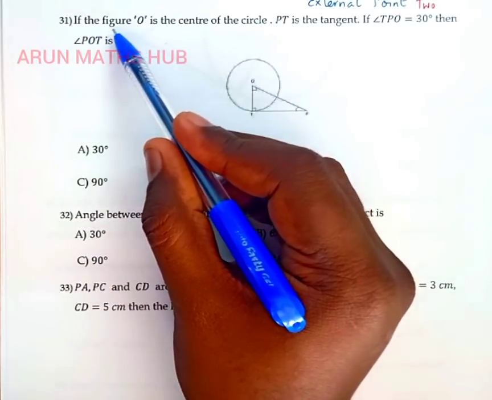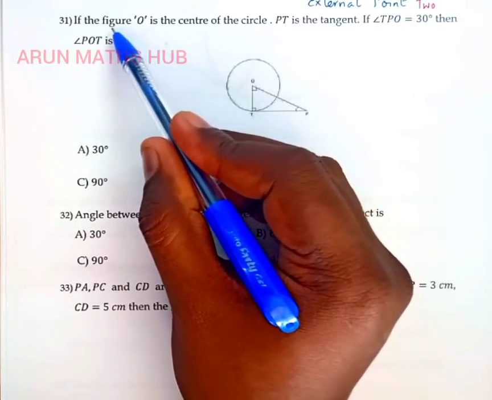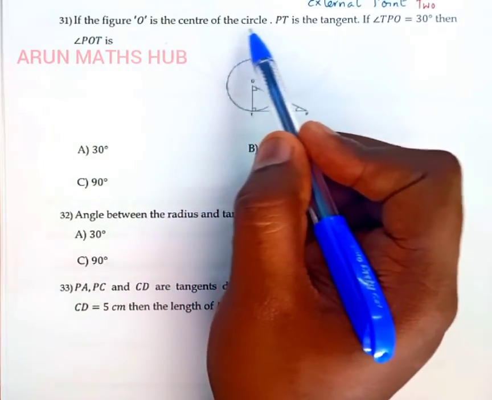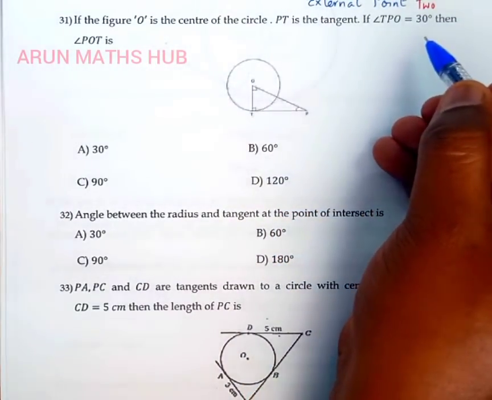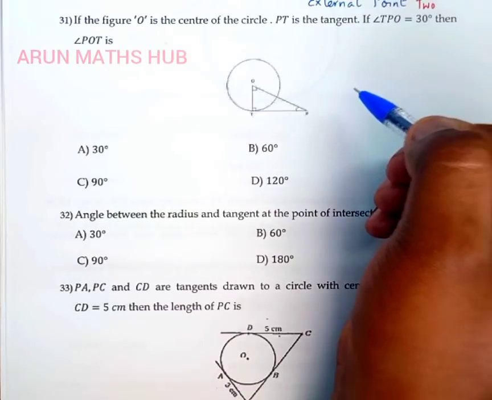Question number 31. In the figure, O is the center of the circle, PT is the tangent. Angle TPO equals 30 degree, then angle POT is?